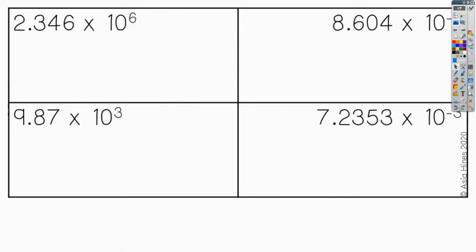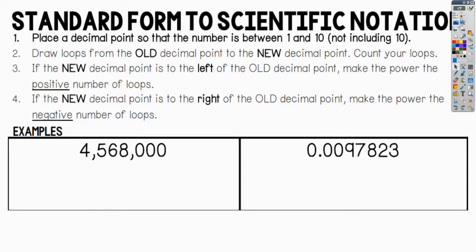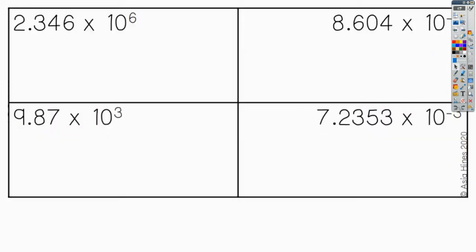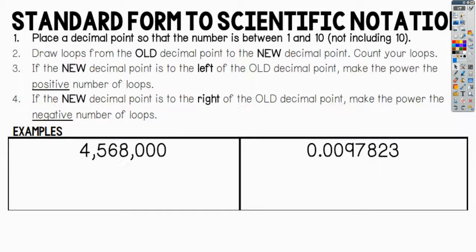And now we're going to do this in reverse. So we just took our numbers. If we look, we were in scientific notation and we turned it to standard form. Standard form is just normal number form. Now we're going to do the opposite. We have a number in standard form and we're going to take them to scientific notation.